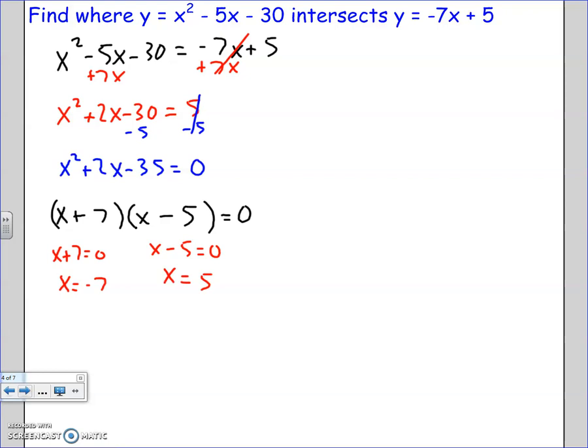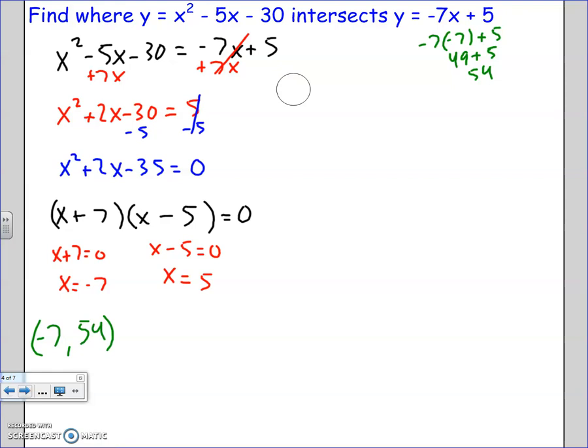The answer is not the x's. That's half of the point. We've got to find the y part. To find the y, just plug the x value into either equation. You want to pick the easier one. The first one's quadratic, so I'm going to stay away from that. The second one is linear, so I'll use that. So let's see, I'll plug in negative 7 first. So negative 7 times negative 7 plus 5. That's positive 49 plus 5. That's 54. My first answer, I'll go down here, is negative 7 comma positive 54.